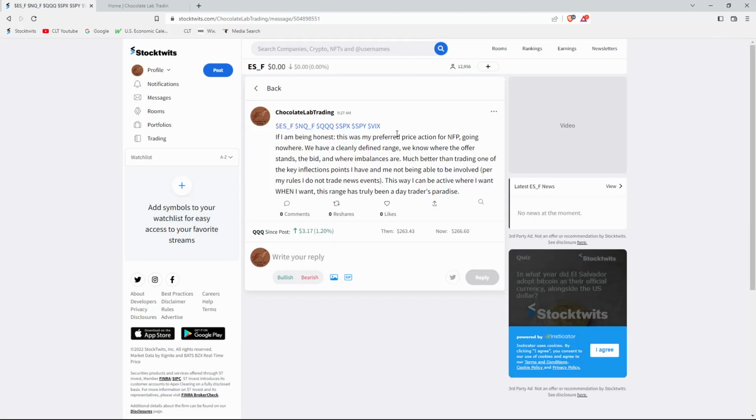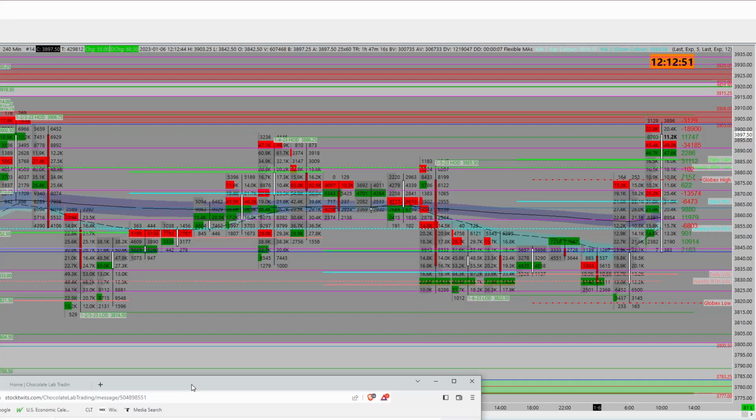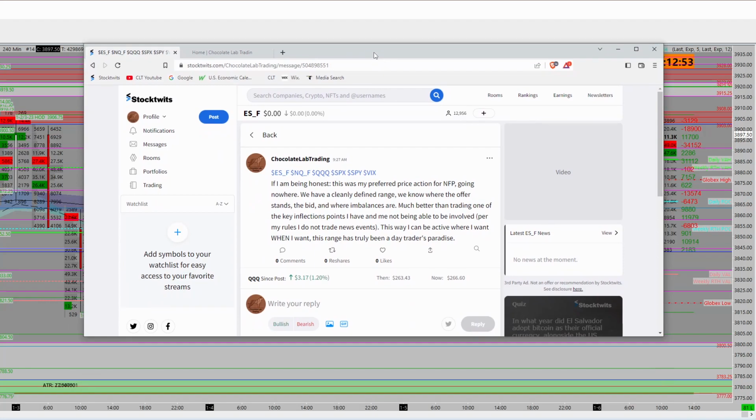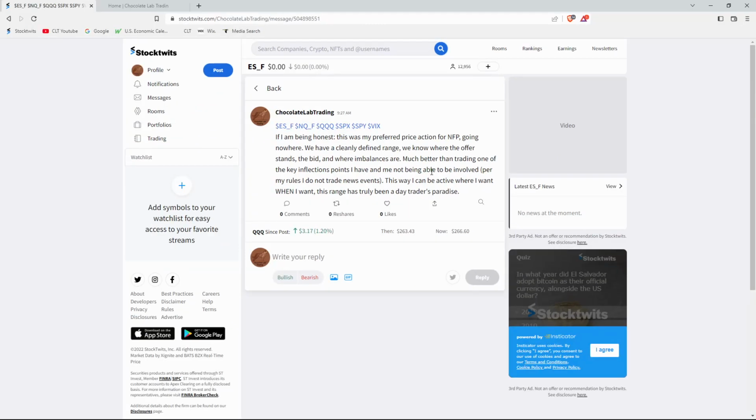So I've also posted this on the YouTube community tab, but I said, if I'm being honest, this was my preferred price action for NFP, going nowhere, right? We've been trading within a range for quite a while. And me personally, I don't trade news events.